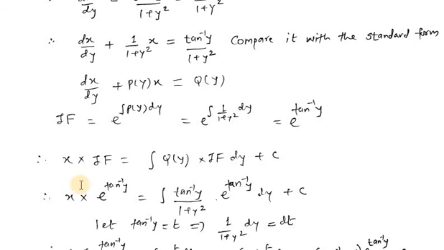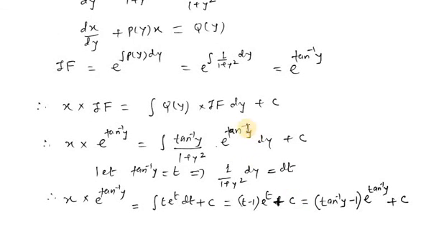Now the required solution is x into integrating factor, that is equals to integration q of y into integrating factor dy plus c. x as it is, and the integrating factor is e raised to tan inverse y, that is equals to integration, and q of y is tan inverse y over 1 plus y square, and the integrating factor is e raised to tan inverse y dy plus c. Now we have to integrate this function, right? So let tan inverse y equals to t. Therefore, derivative of tan inverse y is 1 over 1 plus y square dy, that is equals to dt.